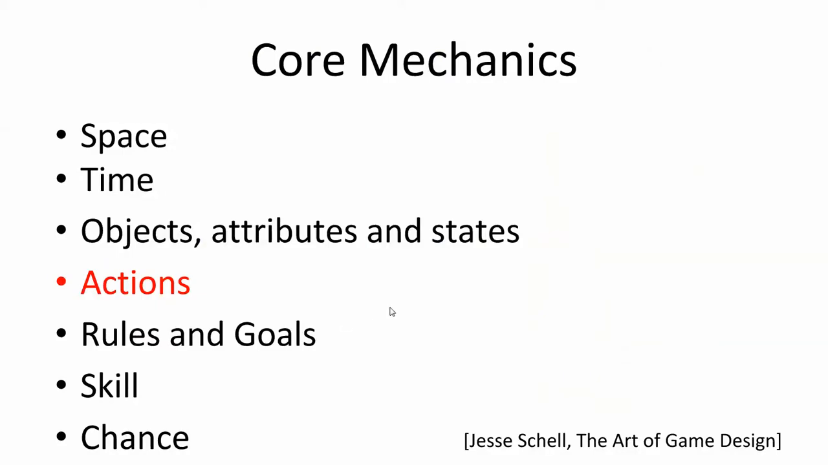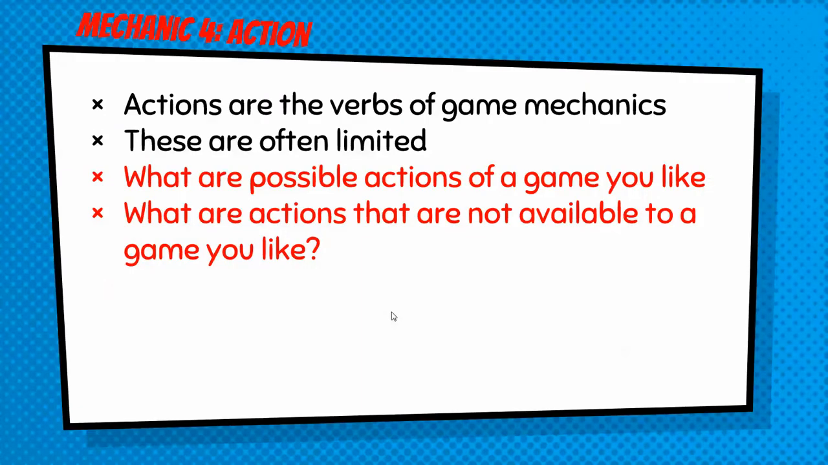Okay, next we have actions. Actions are the verbs of the game mechanics. These are often limited, so you don't have unlimited things that you can actually do in a game. So what are the possible actions of a game that you like? And what are actions that are not available in the game that you like?